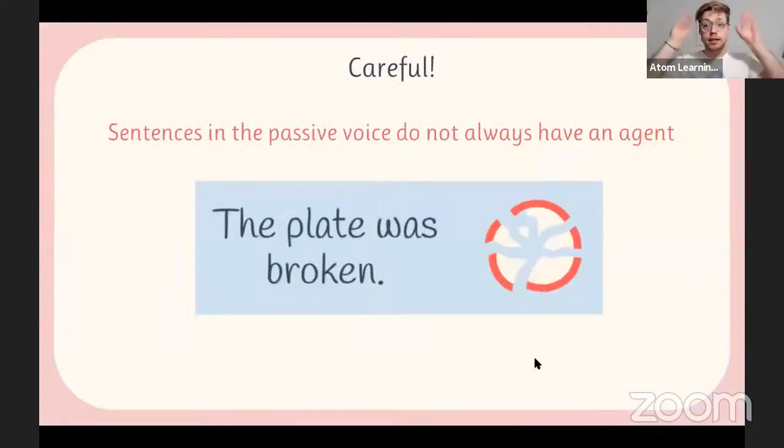Now, warning, sirens! Sentences in the passive voice do not always have an agent, okay? So, the plate was broken, heartbreaking. Hopefully it wasn't a nice artisanal potter's plate. It was just something from like Sainsbury's. The plate was broken. You don't need to say the plate was broken by Jono or by whomever. It's just the plate was broken. Short, impactful statement. If you wanted to write a creative writing story, you might just have the plate was broken, full stop, to add some tension to your writing, which you might want to do for the creative writing competition.